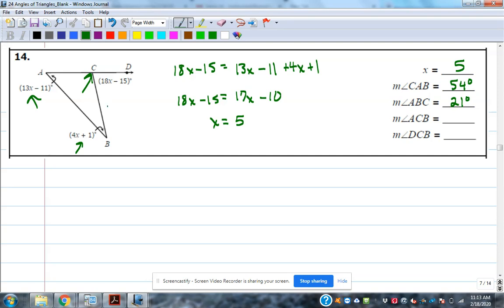You could do that, or you could add the 54 and the 21 and subtract from 180. Either way, they're both the same. Same answer either way. That'd be a good way to check to make sure I got it right. So 75 from 180 would be 105. And then DCB would be 75, just because we know that the linear pair or the exterior angle theorem gets us that.